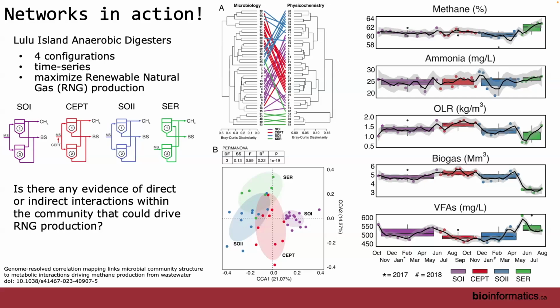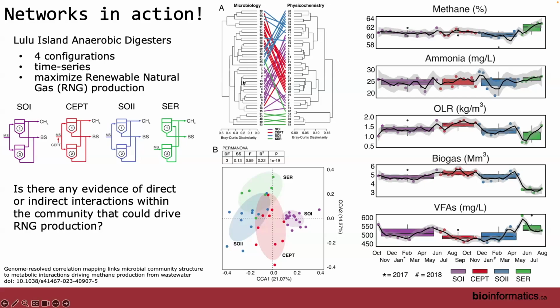So right underneath here, I'll actually point to it right here. These are the configurations, and you can find I have the citation right here, but these are the different configurations of the system. So the question was, how do we maximize renewable natural gas in our system, and can we use microbes to help us do that?